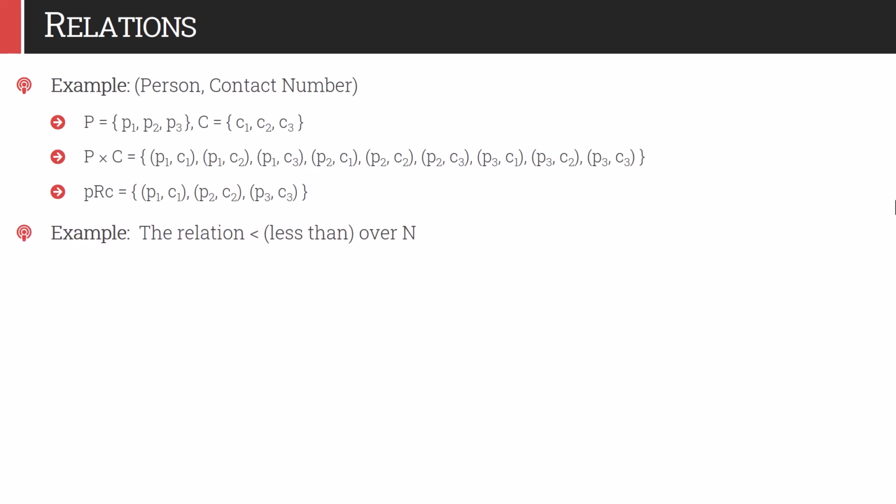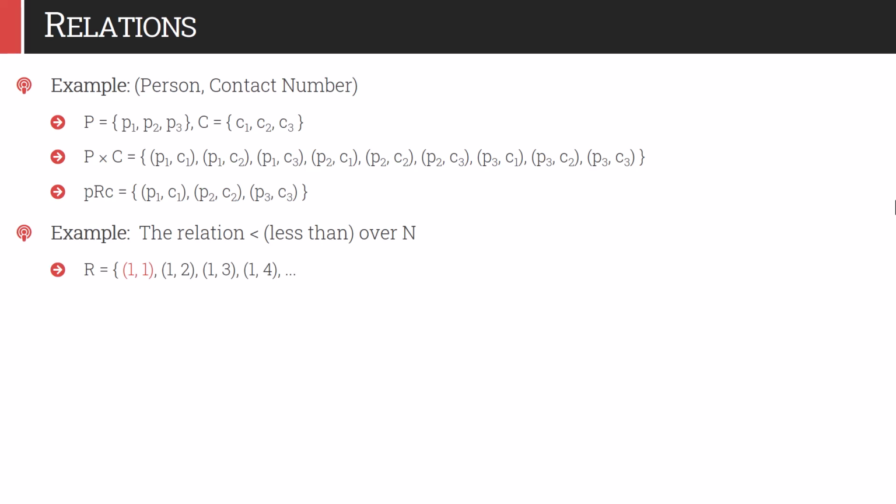Consider the less than relation over the set of natural numbers. The set of natural numbers is 1, 2, 3, 4, 5 up to infinity. When we take the Cartesian product, we will have again infinite tuples: (1,1), (1,2), (1,3), (1,4), (2,1), (2,2), (2,3), (2,4), (3,1), (3,2), (3,3), (3,4) and so on. It goes on. But not all of those tuples will be in the less than relation, because certain tuples do not hold that relation.